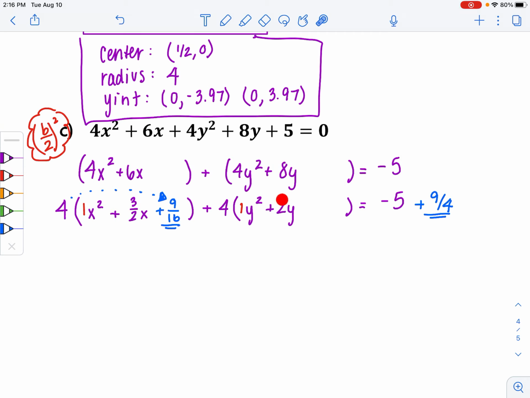Then over here, the b value is 2. 2 divided by 2 is 1. 1 squared is 1. So yes, I'm adding a 1, but it has a 4 being multiplied to it. Right here, I did not just add 1. I did 1 times 4. So plus 4.